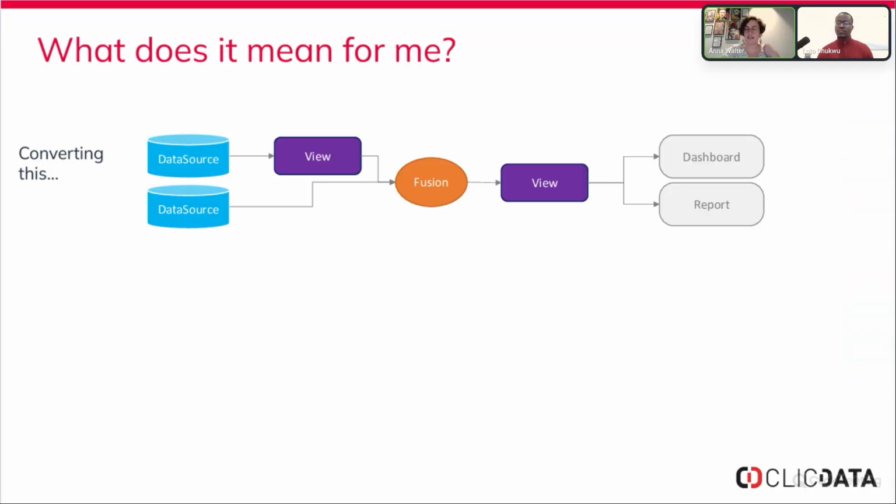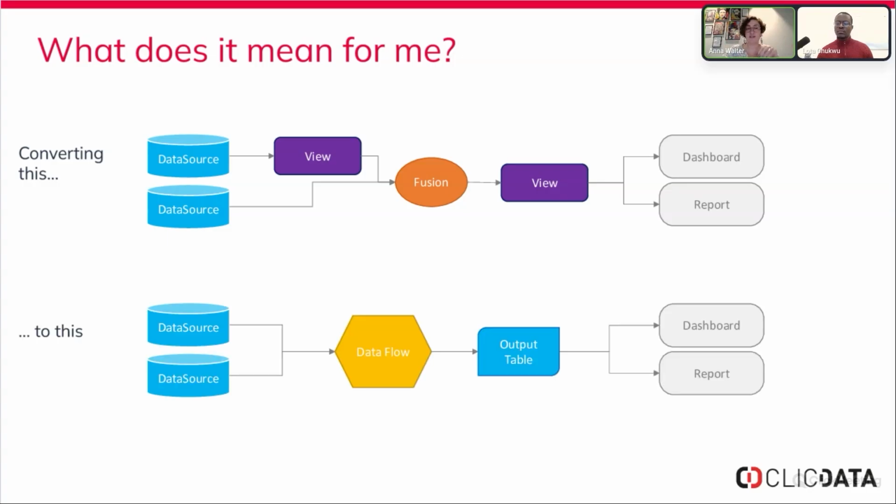So what does it mean exactly? If we look at this very simple example here, where we have a legacy ETL using 2 data sources, which are flowing into a view and then a fusion and then a view, which is then used in a dashboard and a report, you are going to transform this example into something like this. So the data sources stay the same, right? We don't touch them. It's merely the views, fusion, and view which are going to be transformed into one data flow. And the data flow will then output the data into an output table.